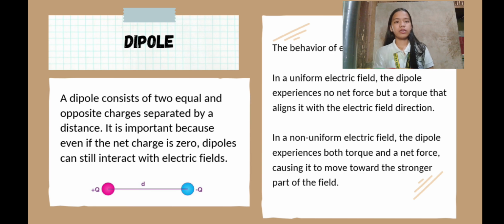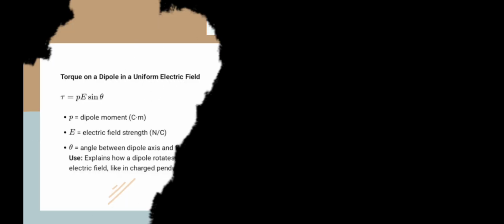The behavior of an electric dipole in fields is as follows. In a uniform electric field, the dipole experiences no net force but a torque that aligns it with the electric field direction. In a non-uniform electric field, the dipole experiences both torque and net force, causing it to move toward the stronger part of the field.